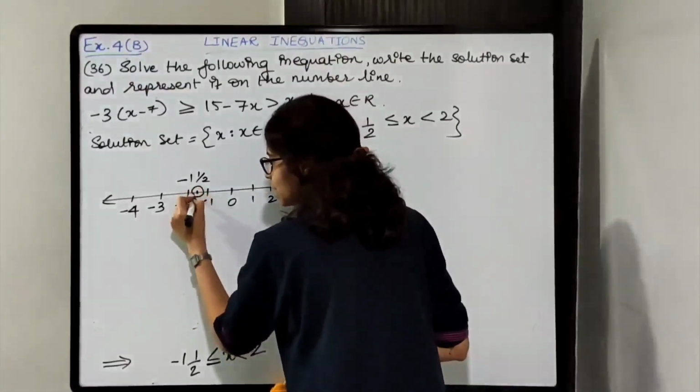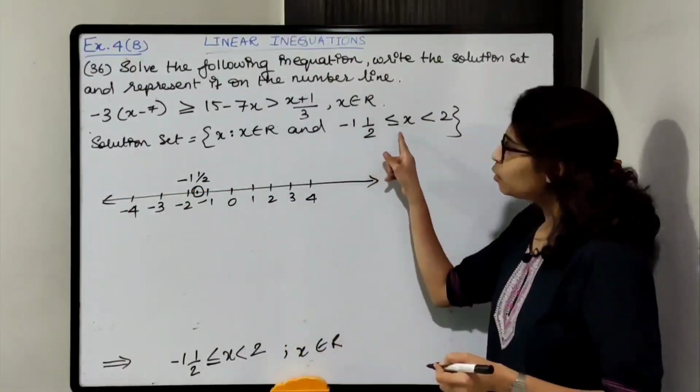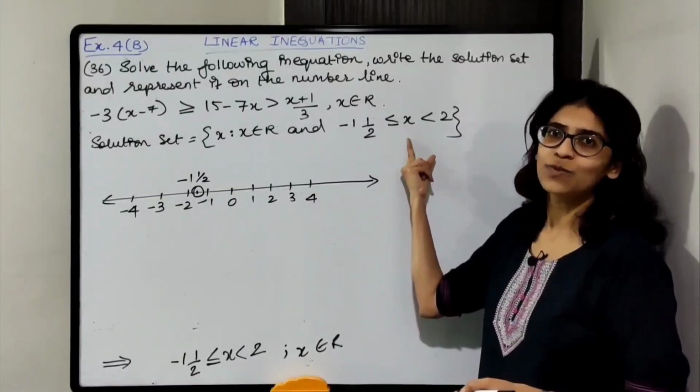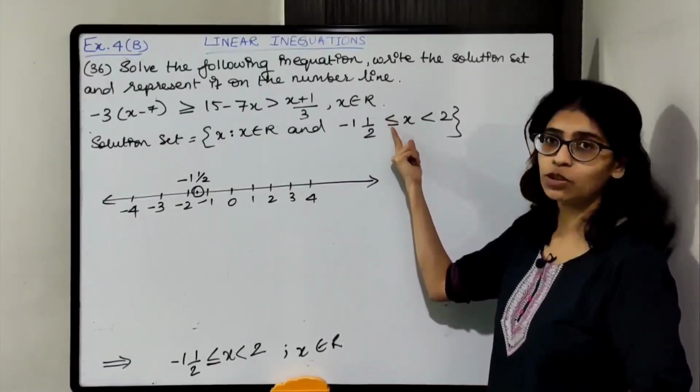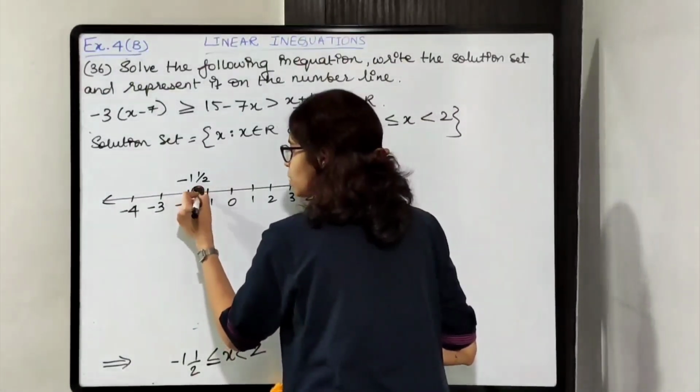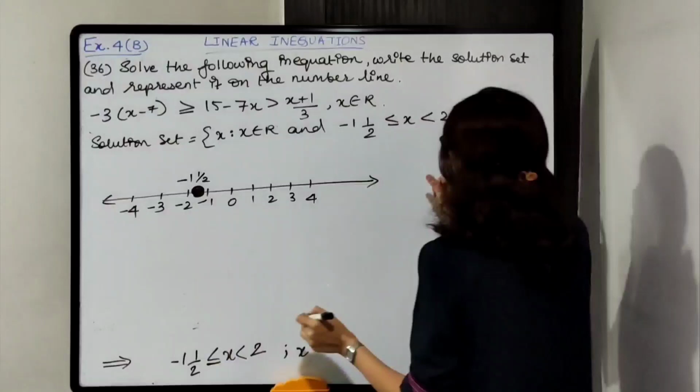So circle this. Is this value included? Is x equal to this value? Yes, it is equal to this value. It will be greater than or equal to this value. So fill the circle. This value is included up to 2.